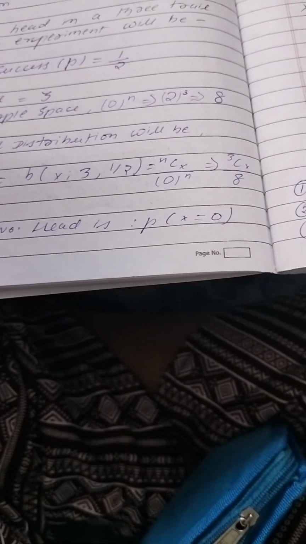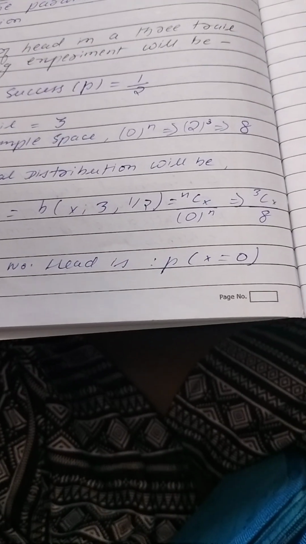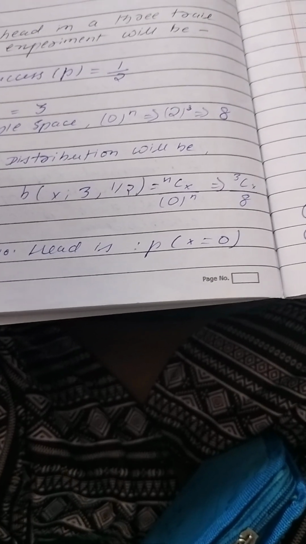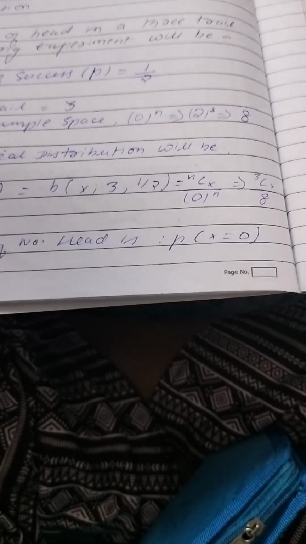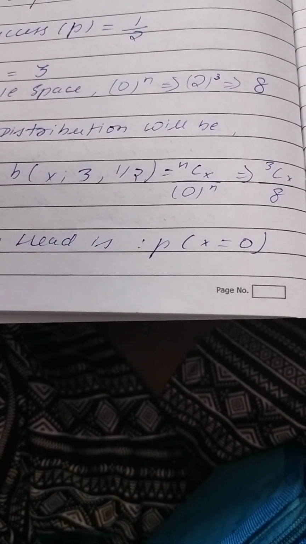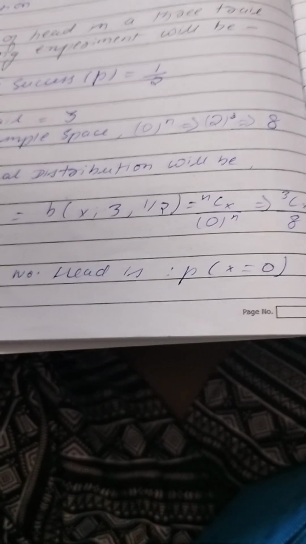And this is the formula of combination. So first you have to calculate the binomial, which is b(x; 3, 1/2). Then we have nCx and 2 to the power n. So this is the total sample space that we have to write, na by ns. So na is what? We put in the formula of the combination. In the combination nCr, here r is not there, so in the place of r we will put x.